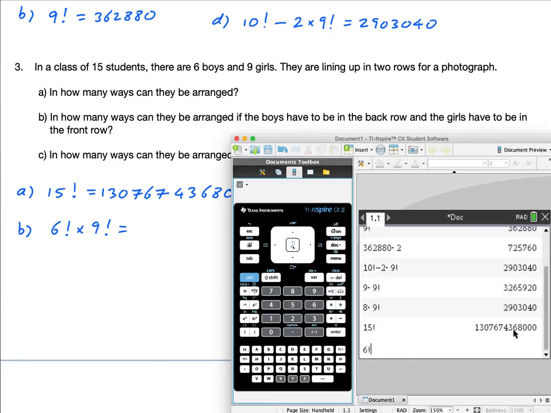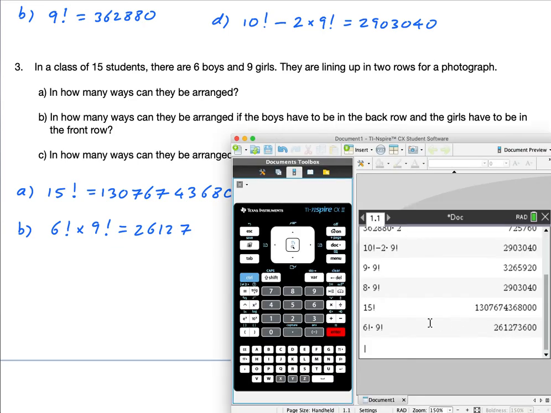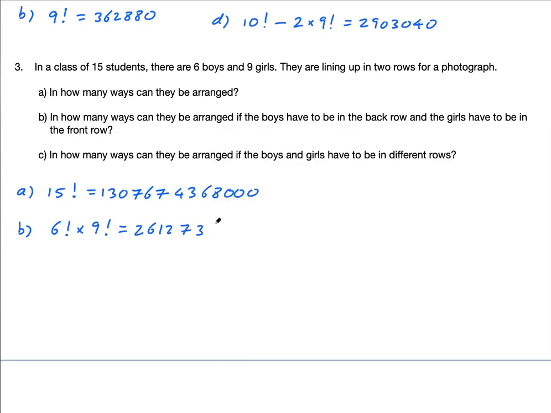6 factorial times 9 factorial. Okay, 261273600. Fine.